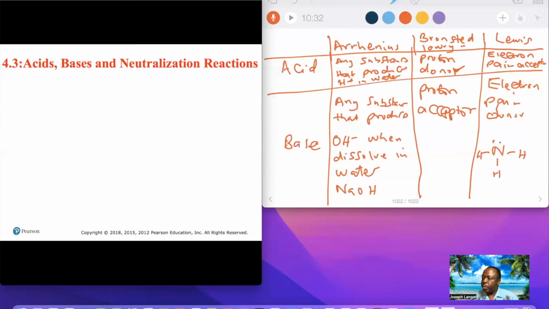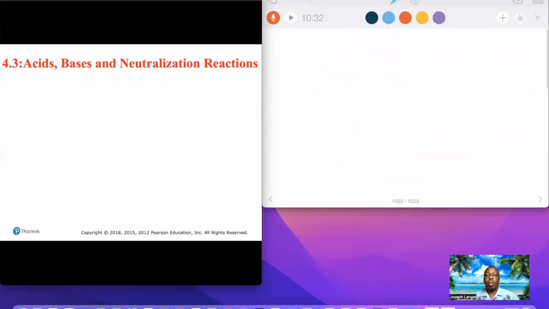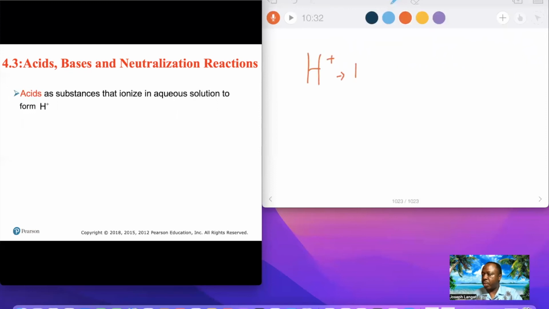I recommend you learn to distinguish between the three definitions of an acid, so that when we say acids and bases, there are three versions of the definition of those terms. But in general, any substance that produces or ionizes in H2O to form hydrogen ion. This is hydrogen ion, okay? Call this hydrogen.